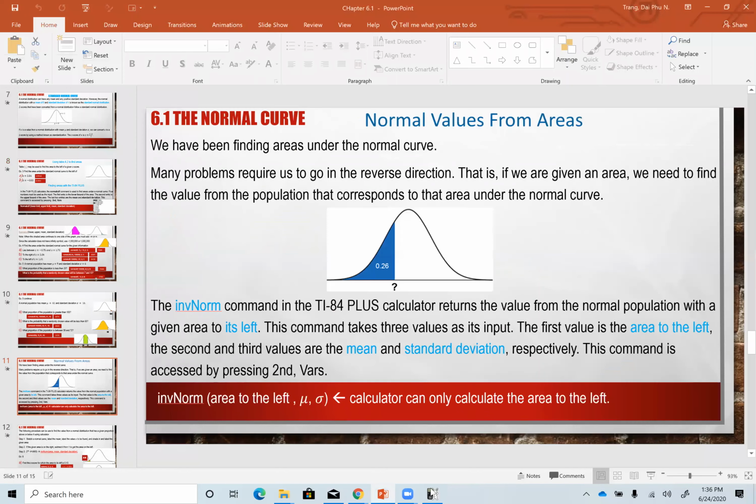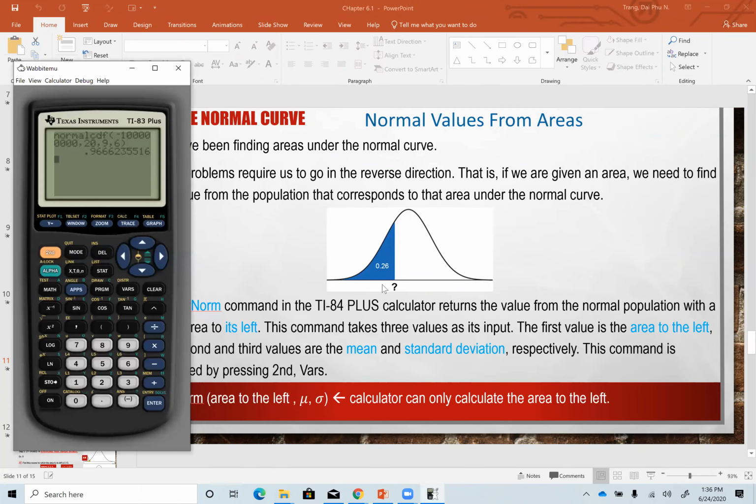So this is what they ask you, right? Let's say I make up the question, and this is my standard normal curve. Remember, for a standard normal curve, the mean is 0 and the standard deviation is 1. So I have 26% to the left of this point. You go back and tell me what the z-score is.